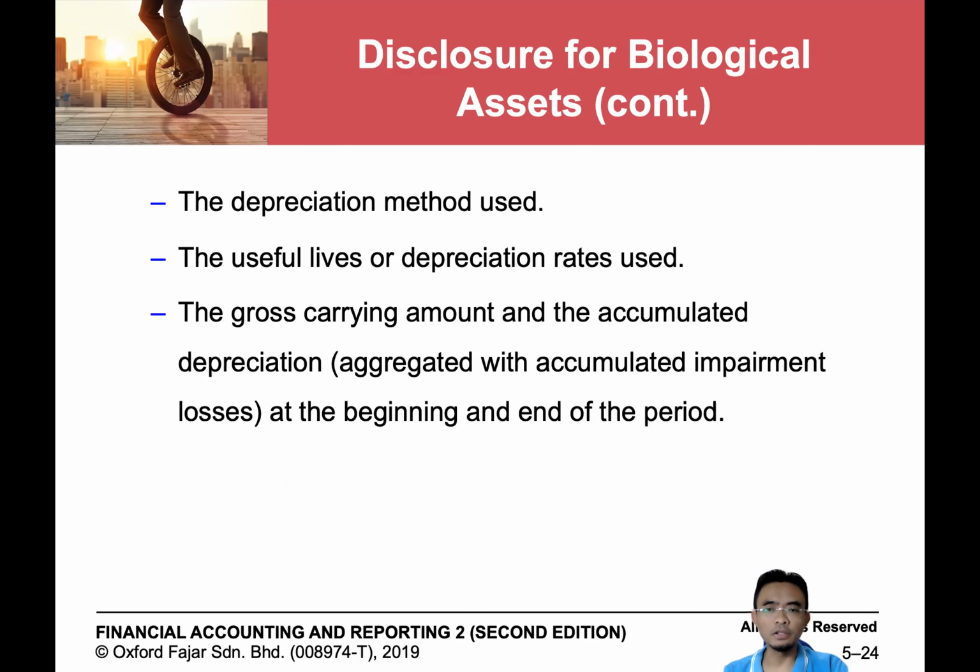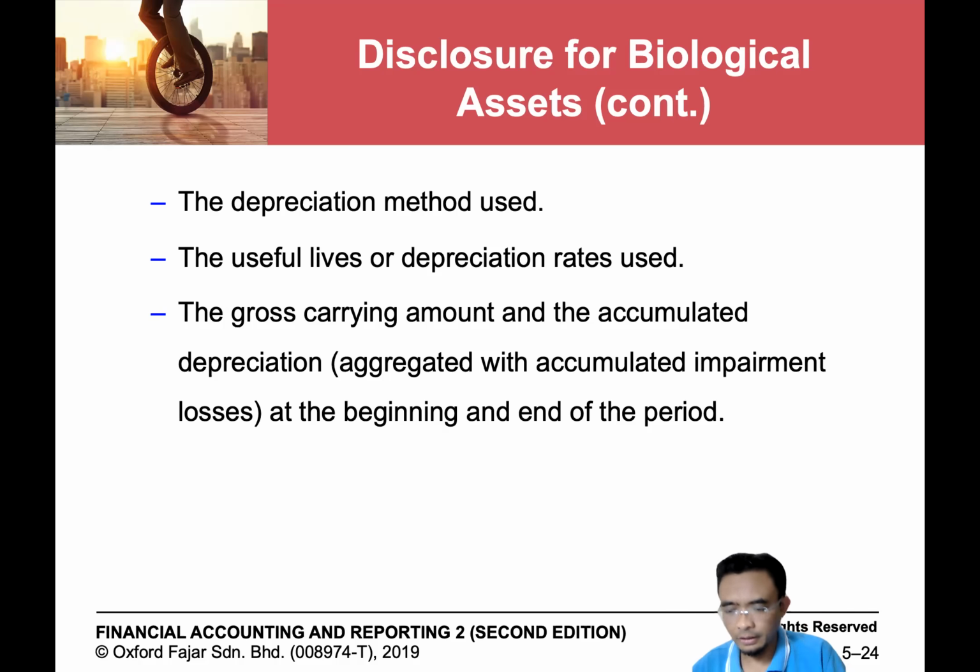The depreciation method used, the useful life or the depreciation rate used, the gross carrying amount, and the accumulated depreciation. These are all the things that we do when there is no fair value ataupun fair value cannot be measured reliably. Jadi kita terpaksa gunakan cost minus accumulated depreciation kan. Jadi all the depreciation punya issues tu kita kena disclose. Okay, so that's all about it for biological assets.